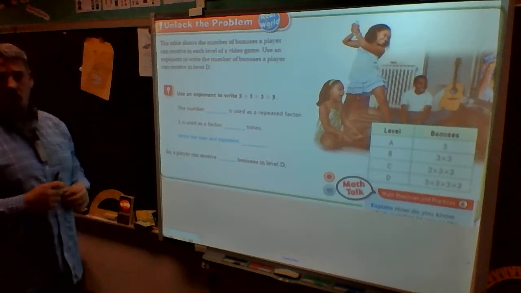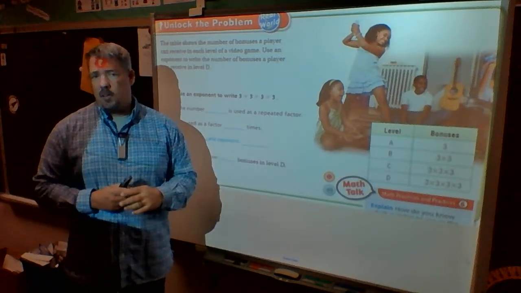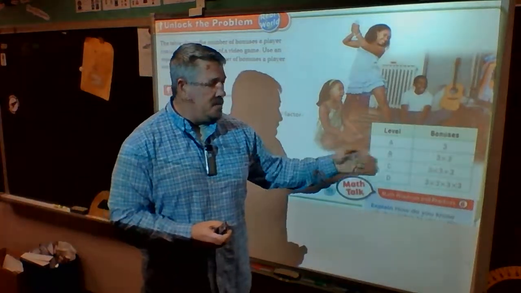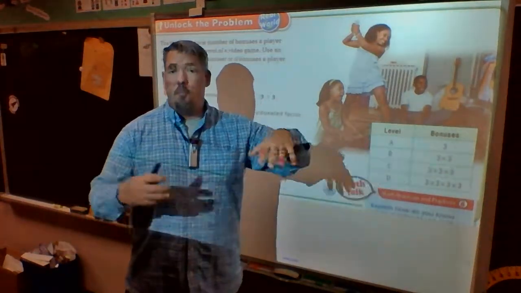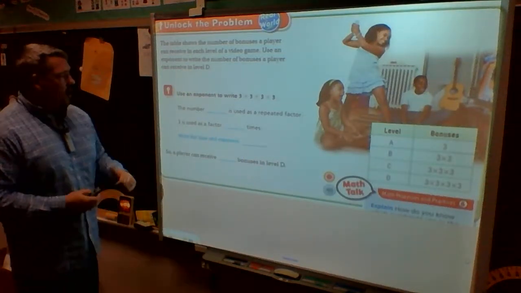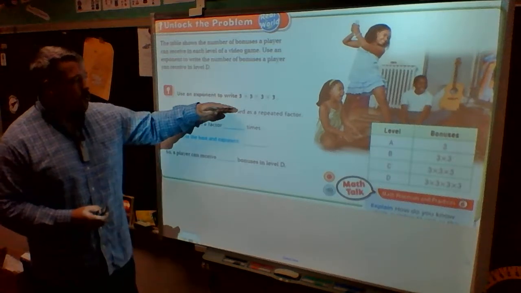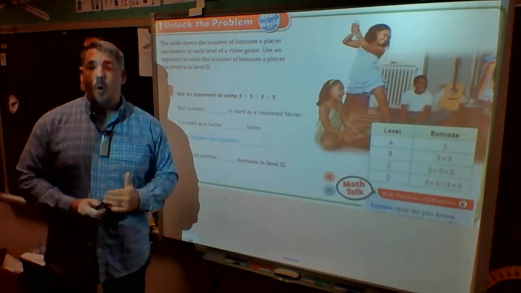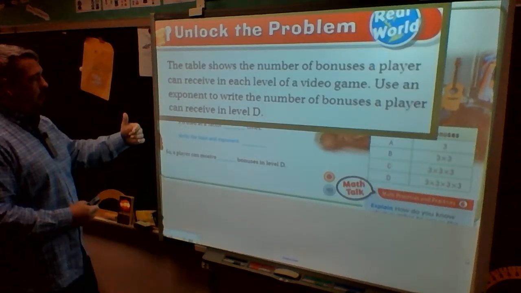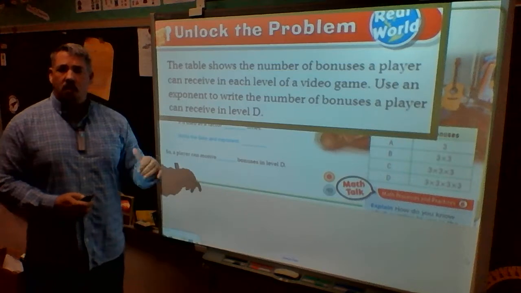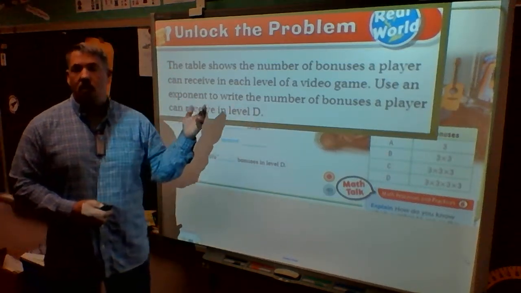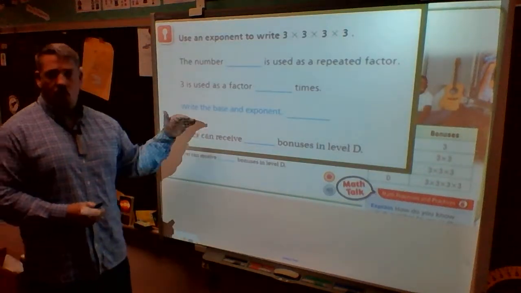So let's look at the first scenario they set up for us as they introduce exponents. They talk about a video game, and we have 4 different levels that we can get to, A, B, C, and D. And then here they show us our bonuses that we can receive from the game if we get to level D. And what it wants is for you to use an exponent to write this level of bonuses. So remembering that as we go through this, we're getting to level D, we're playing a video game, we're talking about the bonuses that it gives. So we've got to focus on what we're writing.